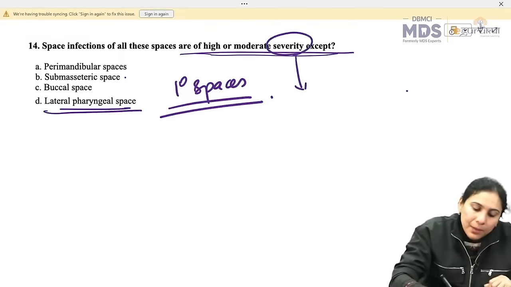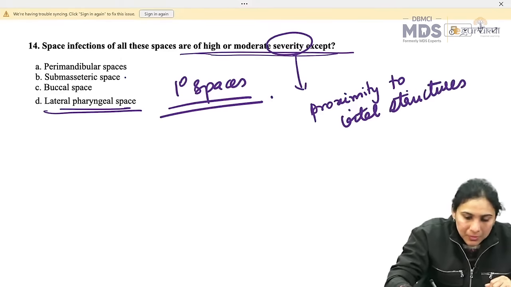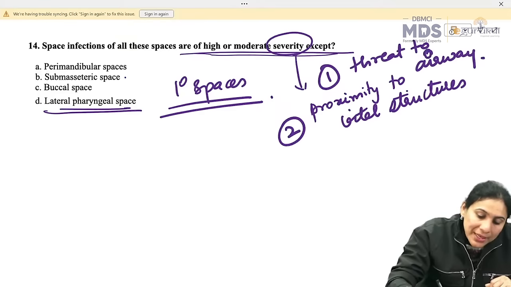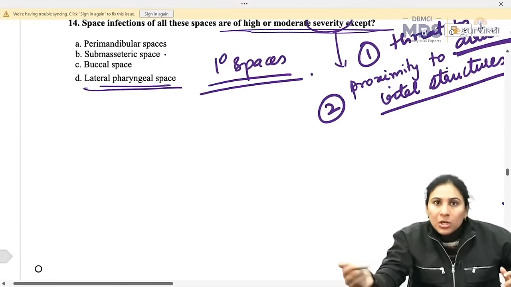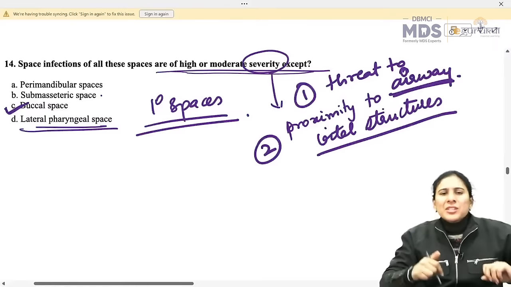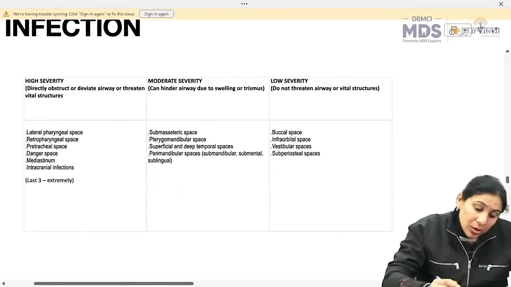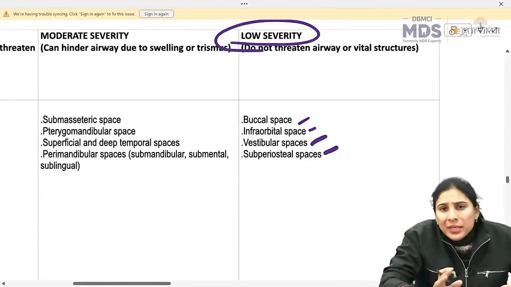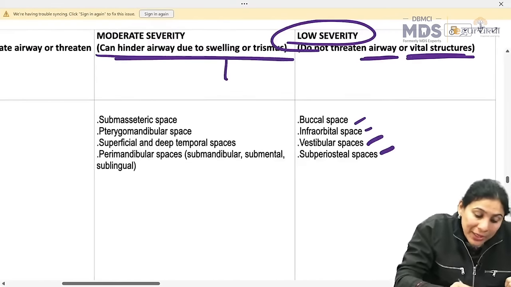What decides the severity? Proximity to vital structures. Number two, and number one is threat to airway. The biggest threat to airway is the most severe space infection, or proximity to vital structures like carotid artery or some vein, some nerve. So the more it is a threat to airway, the more severe it is. So the correct answer to this question is buccal space. Buccal space infection is of low severity. Okay. I think I have that table with me also. Yeah. So low severity are simple primary spaces like buccal, infraorbital, vestibular, subperiosteal spaces, not a big threat to airway, not a big threat to any vital structure. Coming to moderate severity, can hinder the airway due to swelling or trismus.